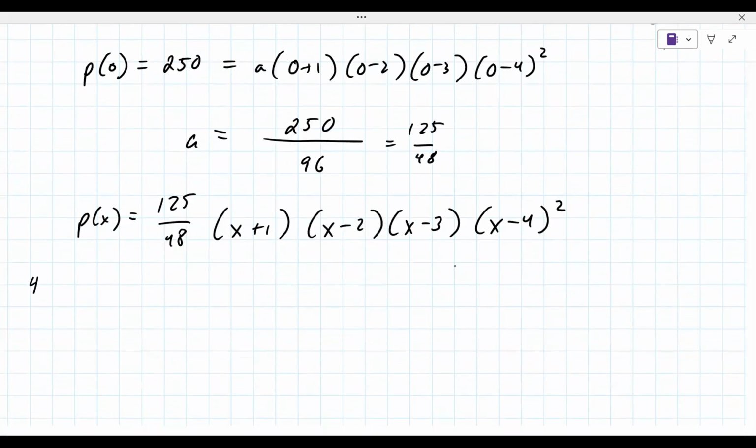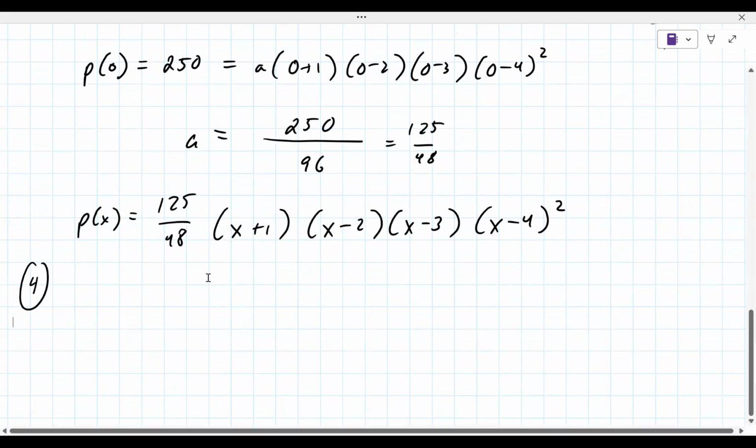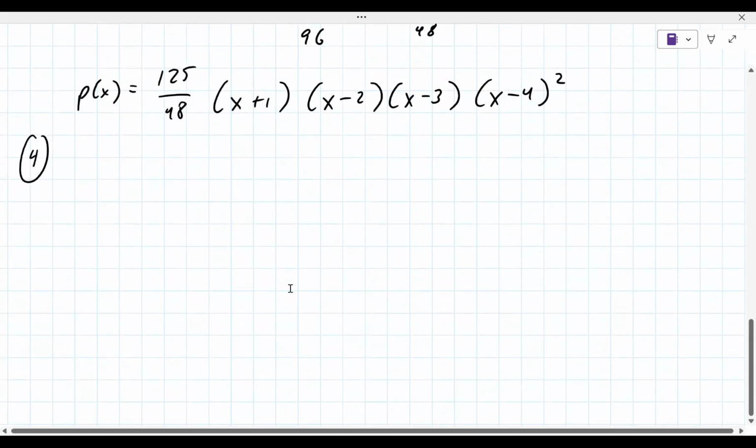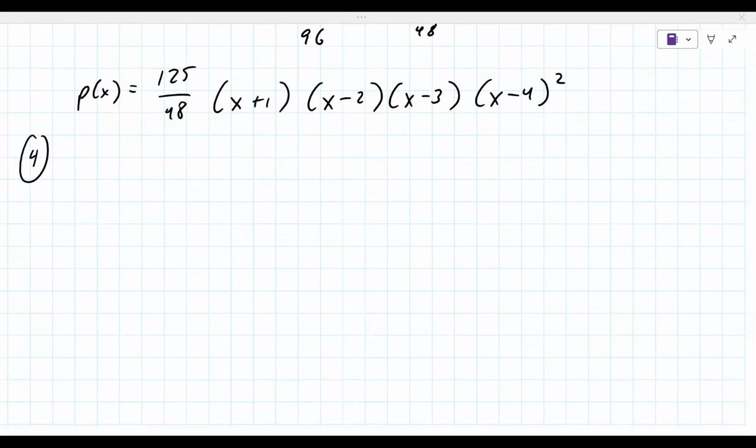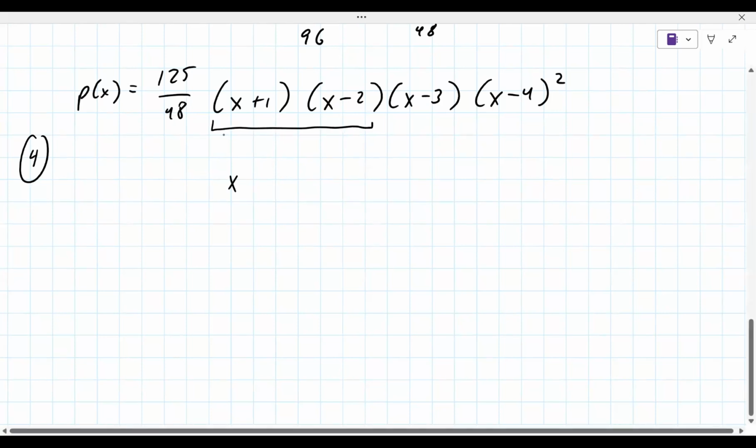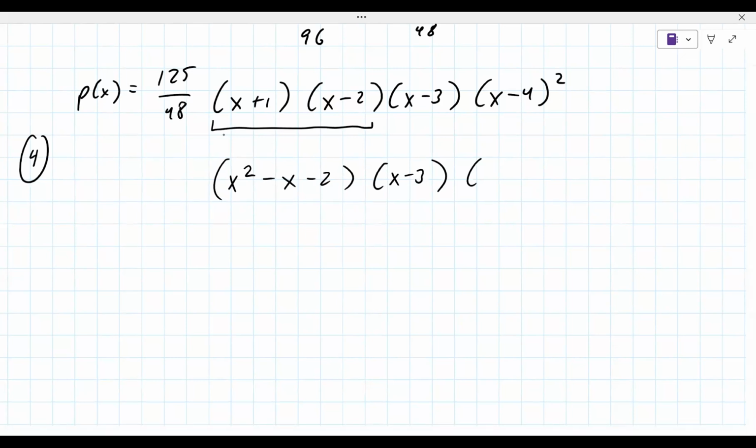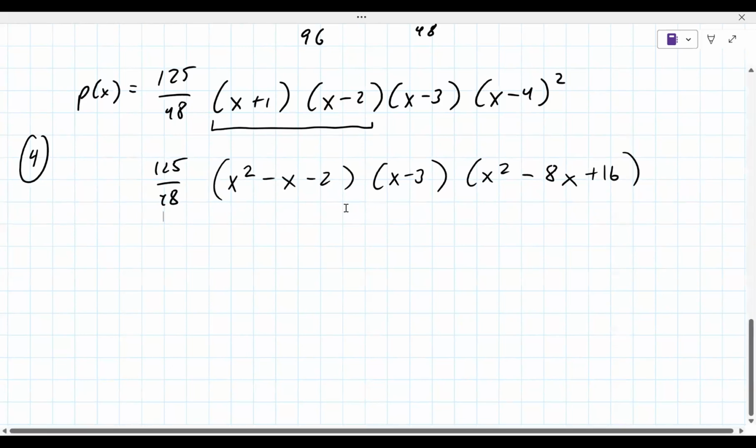Number 4 is awful. It says to show your work. I can just get you the answer. Do you want to see the steps? Yeah, could I see the steps? Okay. You have to FOIL this. So x squared minus x minus 2, x minus 3, and then this is x squared minus 8x plus 16. And then you have to multiply these together.